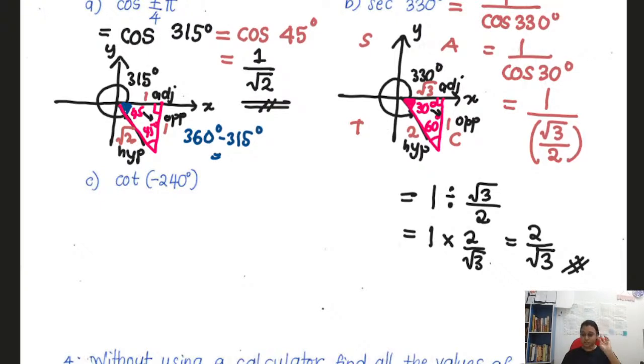So, the question 4 teacher is going to leave it as your homework. The last one I'm going to do C. Okay, teacher buat C, the last one. Cotangent negative 240. Okay. Apa ni negative? Okay. Remember right? Sudut negative means how to draw.